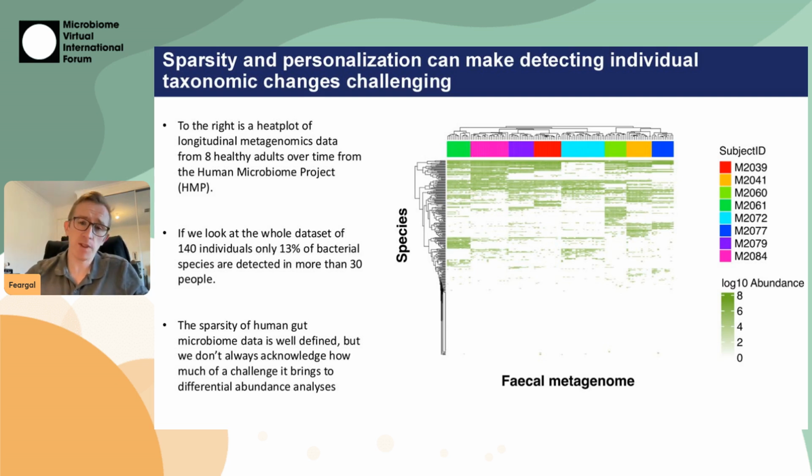So in this heat plot here, I've visualized some data from the Human Microbiome Project. Each row is one species, each column is one sample, and then I've colored at the top what person they came from. This is just 8 people where there are longitudinal samples, just to capture how personalized that is. You see samples from each individual clustered together very, very nicely.